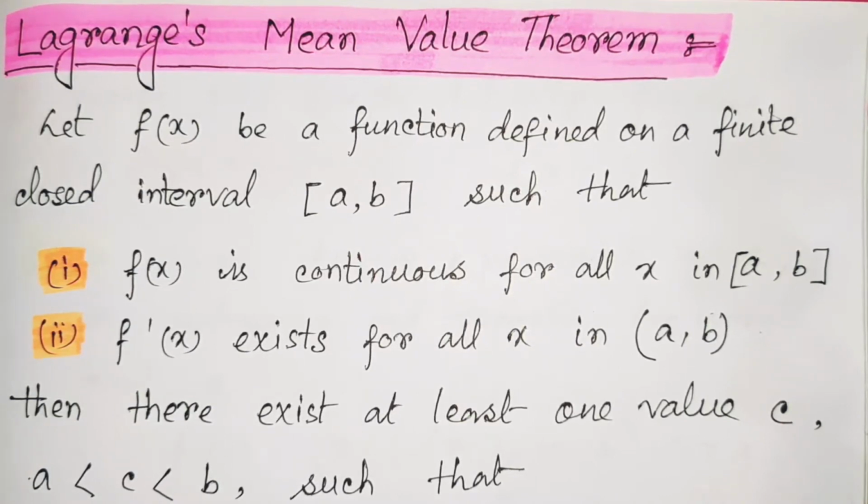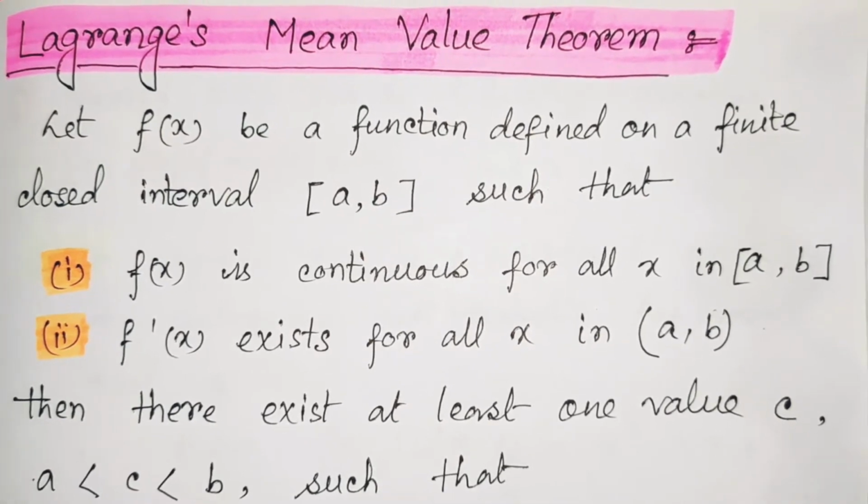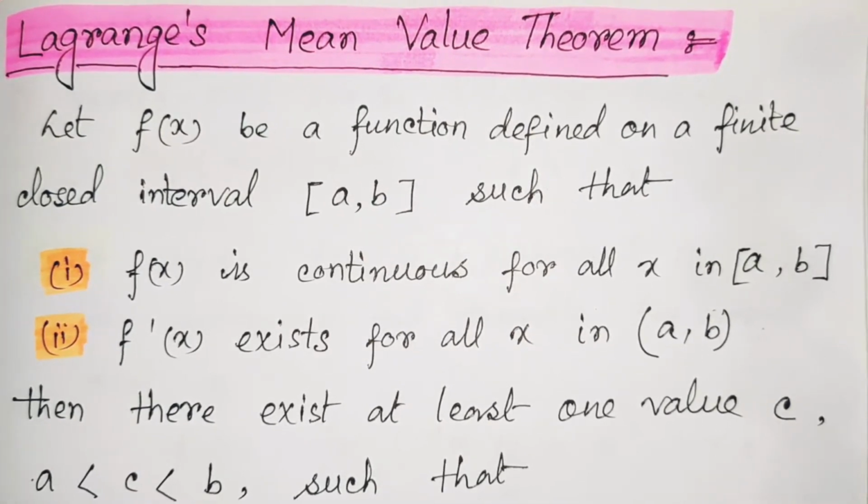Now we are going to discuss the Lagrange mean value theorem. This is nothing but the extension of Rolle's theorem. In Rolle's theorem, we know there are a total of 3 conditions. Here in the Lagrange mean value theorem, the last condition is absent. That means only the first 2 conditions are valid here.